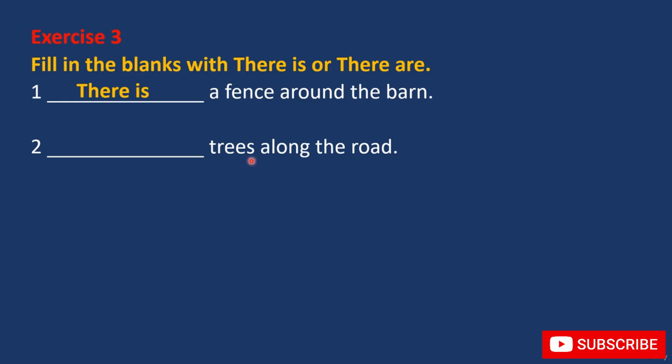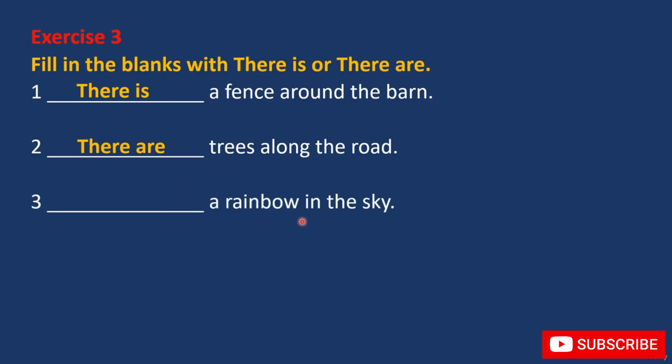Again, I look at the word. If the word is singular, I use there is. If the word here is plural, I use there are. Here we have what? Trees. So we use there are trees. But if I say a tree, just one tree, there is or there are? There is. There is a tree, but there are trees. Perfect. A rainbow in the sky, just one. Yes, there is a rainbow in the sky.